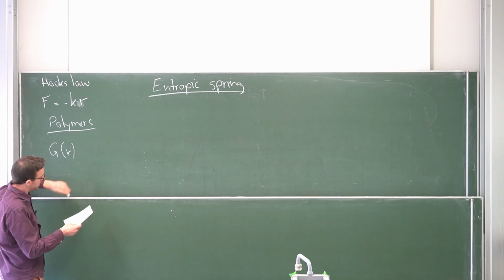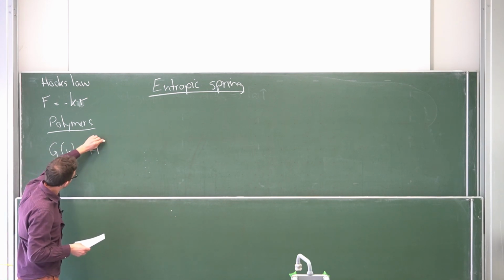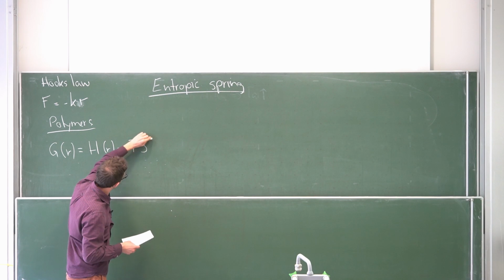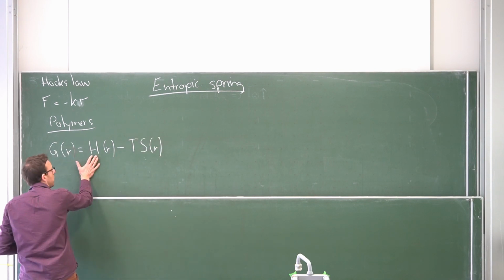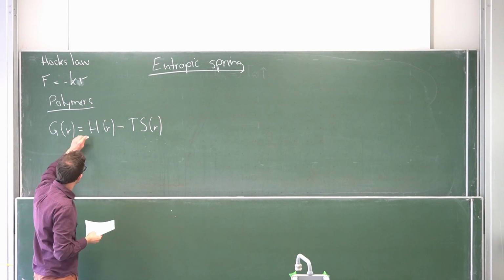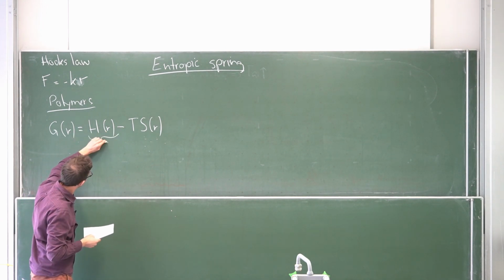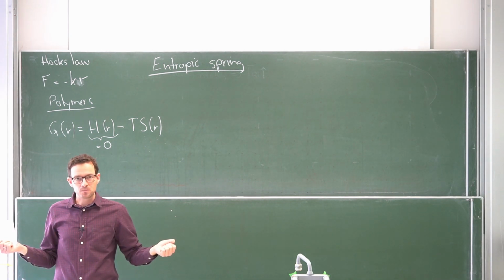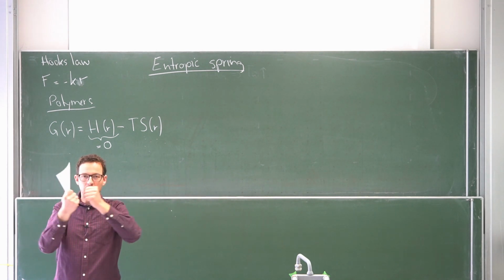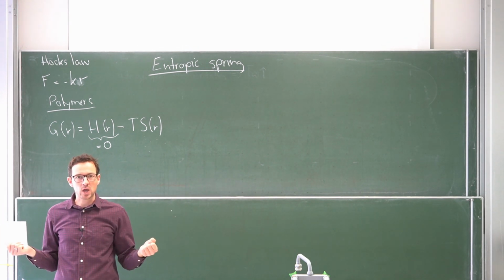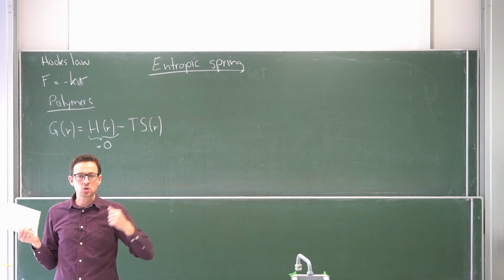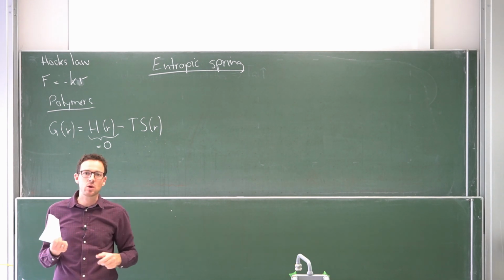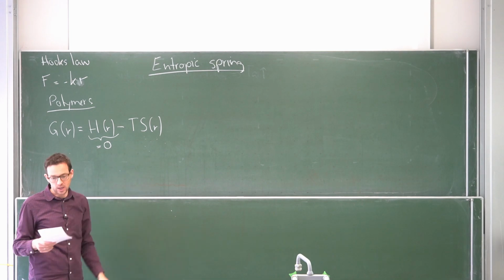G of R is H of R minus T S of R. And to see whether or not entropy is the driving force, we set H to 0. There's also a reasoning behind this. If I move the polymer chains back and forth, the enthalpy actually doesn't change. The chain itself does not change its energy because the state doesn't really change. It's still a polymer chain. What changes is the configurations of the polymer chains, and this is encoded in this S.